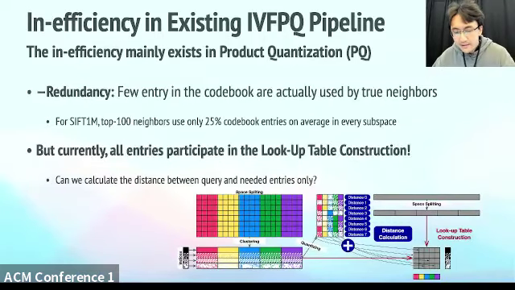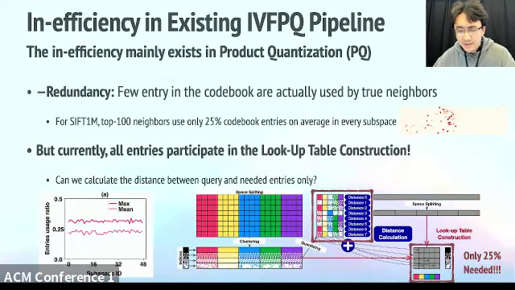We identify that in the PQ process, for a given query, not all cluster centroids are actually used by its true top 100 nearest neighbors. As shown by the heat map in the bottom left figure, for the SIFT dataset, only a quarter of the centroids are used. This gives us an opportunity to get rid of useless calculation and lookup.